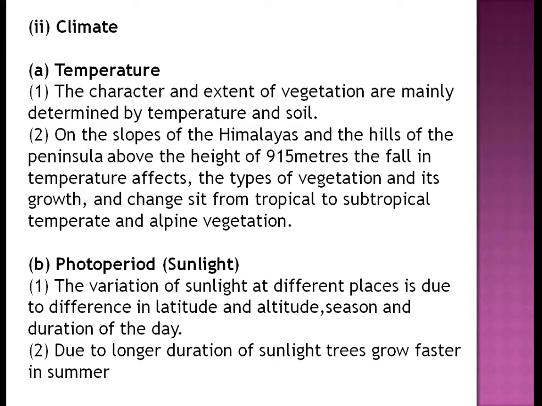B. Photoperiod. Sunlight. The variation of sunlight at different places is due to the differences in latitude, altitude, season and duration of the day. Due to the longer duration of sunlight, trees grow faster in summer.